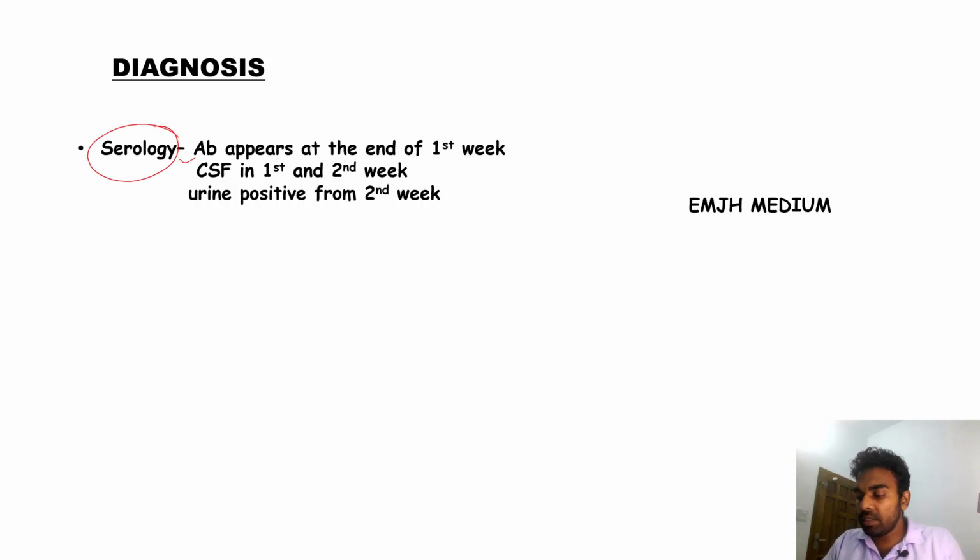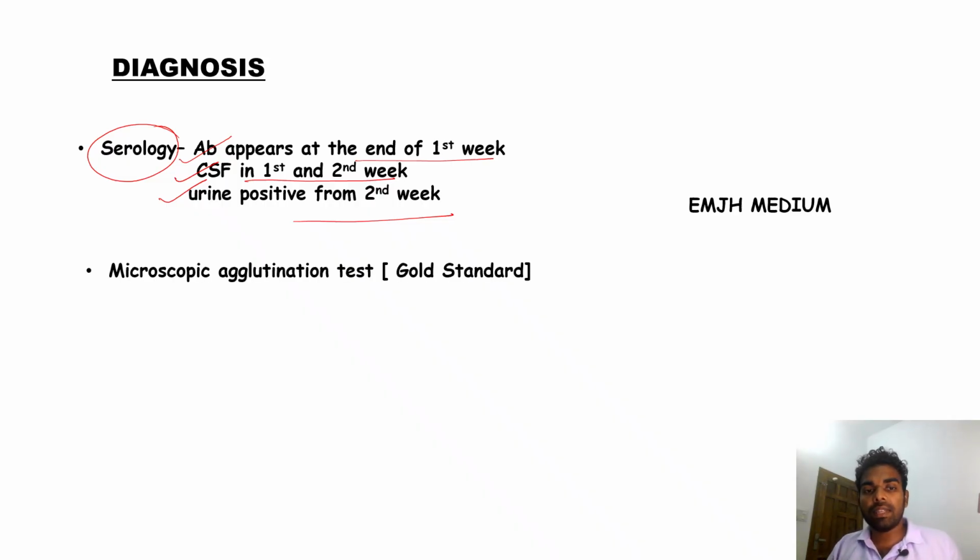Antibodies appear in our blood at the end of the first week, in our CSF in the first and second week, and the urine is positive from the second week. What is the most common serological test that we use? That is the microscopic agglutination test. This is very important because it is asked in NEET PG like twice or thrice. So you should always be ready to answer it.